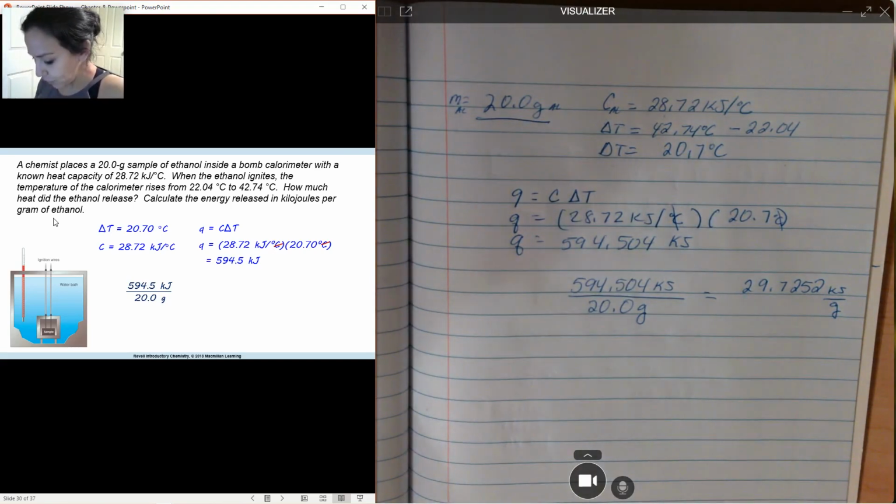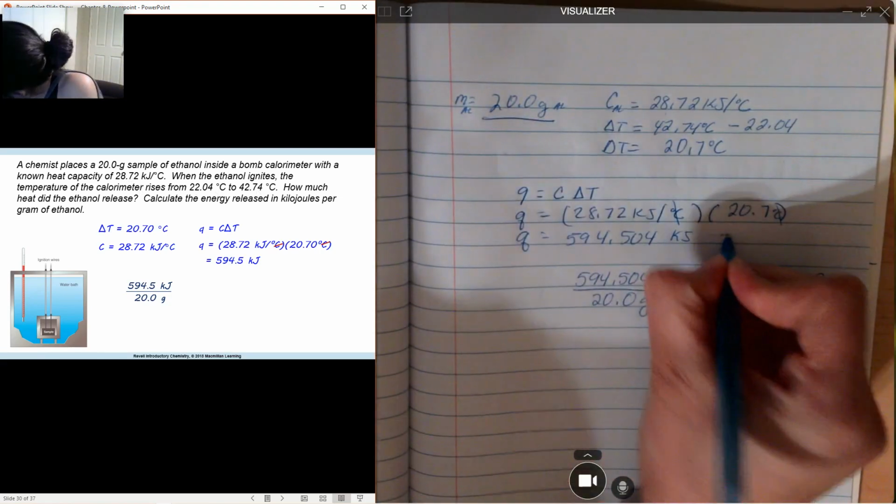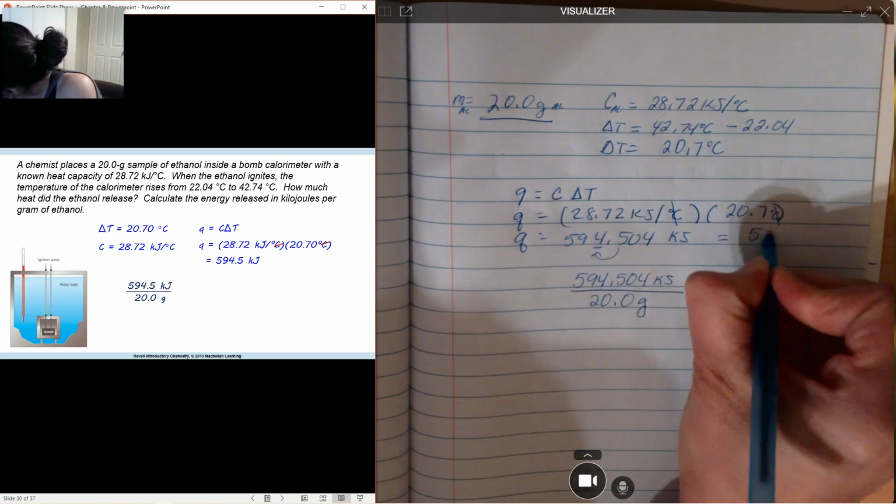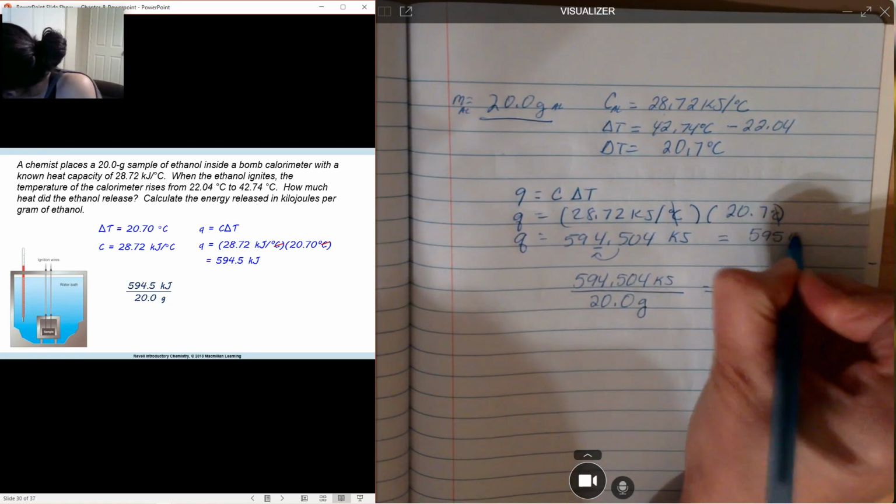Now the final step that we're going to do is actually turn everything into the proper number of significant figures. We have 3, 4, 4, 4. So we're going to be in 3 significant figures. So the final answer here is going to stop there. That's going to round up. So it's going to be 595 kilojoules.